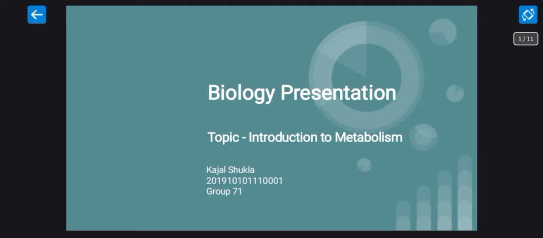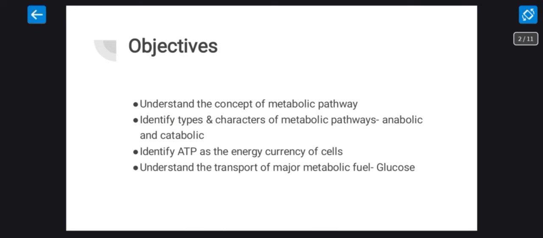My name is Kajal Shukla, roll number 2019 10 10 111, group of 7 1. The main objective of my presentation is to understand the concept of metabolic pathway, identify types and characters of metabolic pathway, that is anabolic and catabolic, to identify ATP as the energy currency of the cell, and lastly, understand the transport of the major metabolic fuel, that is glucose.